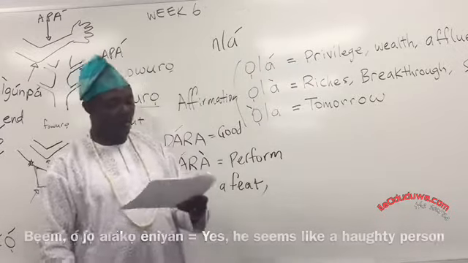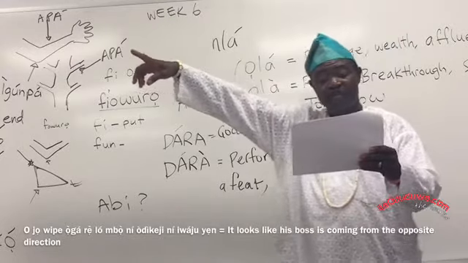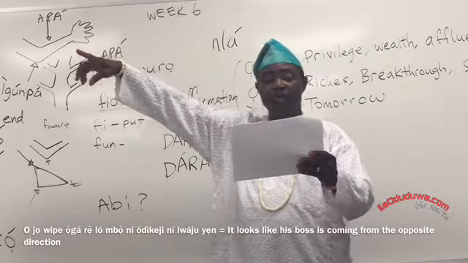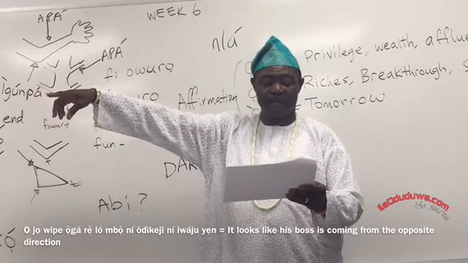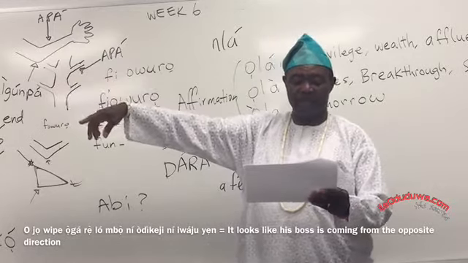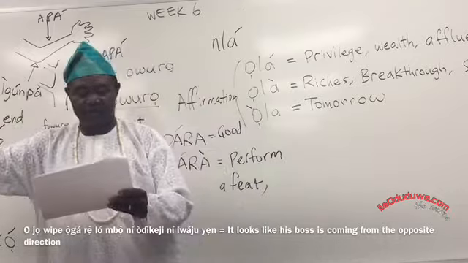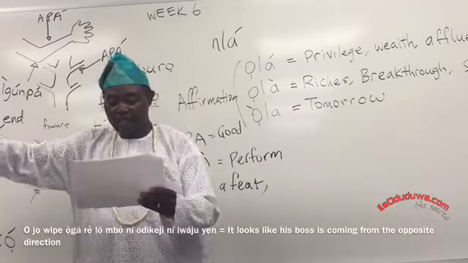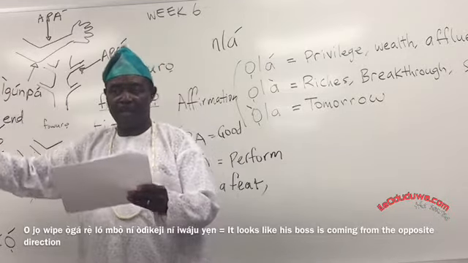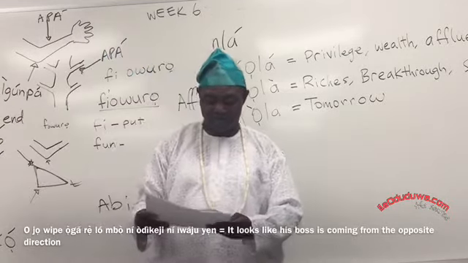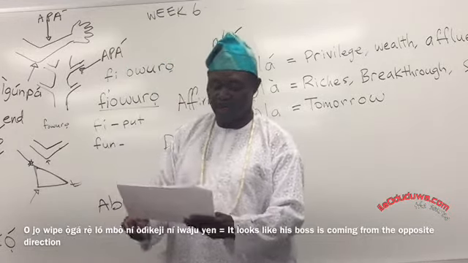Now, let's go on. The other lady said, Ojo wipe, oga re lo nbo ni odikeji ni iwaju yen. Oga re. Ojo wipe. Oga re. Lo nbo. Ni. Odikeji. Ni iwaju yen. Very good. This is longer, but explanatory.